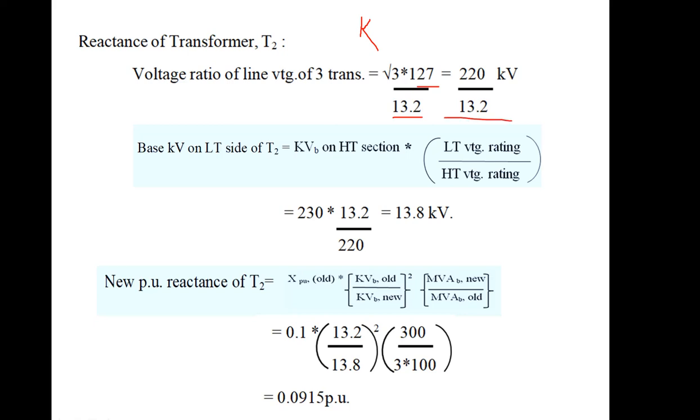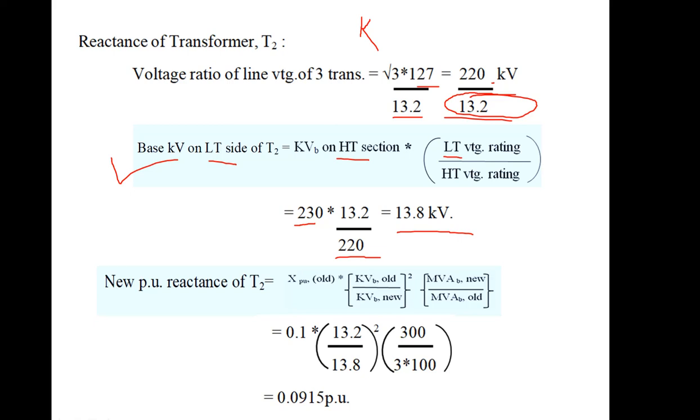So this is the formula to find the base kV on the LT side. Here the HT side voltage rating is 220, and the LT voltage rating is 13.2. So the answer obtained is 13.8 kV.